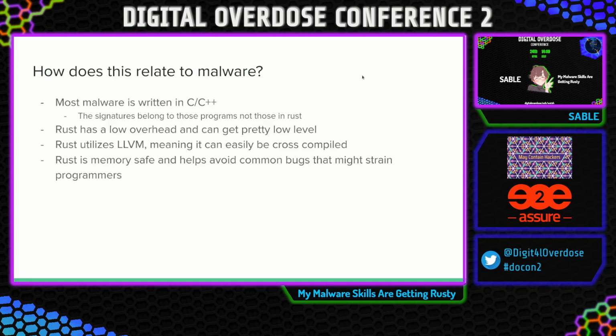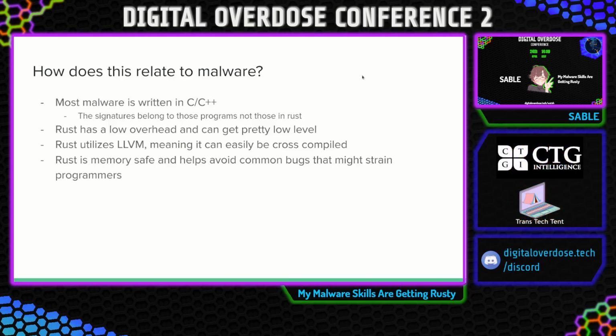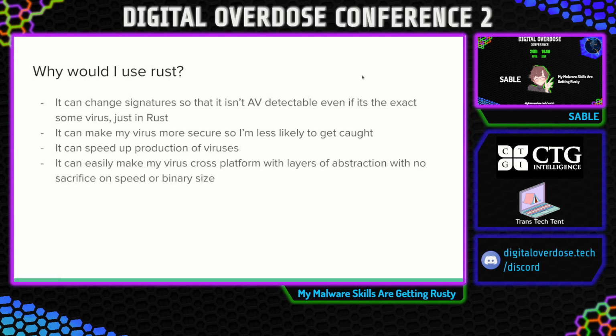Rust utilizes LLVM, like I said earlier, meaning it can easily be cross-compiled to any LLVM target that has been adapted by the Rust team, which is why Rust is being currently used in some embedded projects, as it can go to any x86-64 platform, x86 platform, it can go to ARM, it can even go to the new Apple M1, it can go to a lot of things. It's also memory safe and can help avoid common bugs that strain common programmers. It can also make things a little bit easier to program when you're avoiding those bugs, making it faster. Why would I want to use Rust?